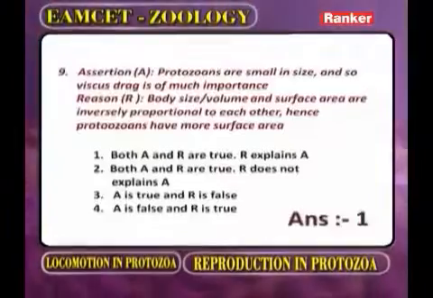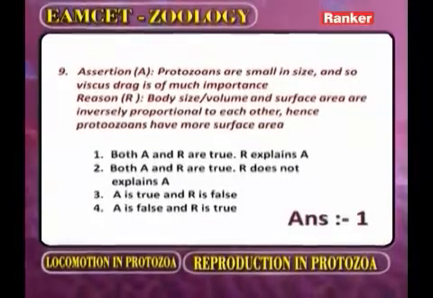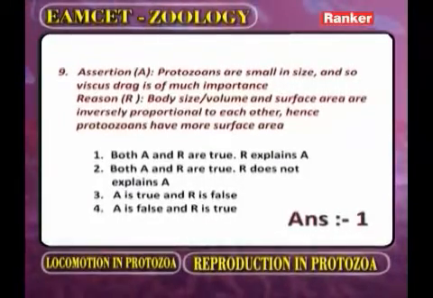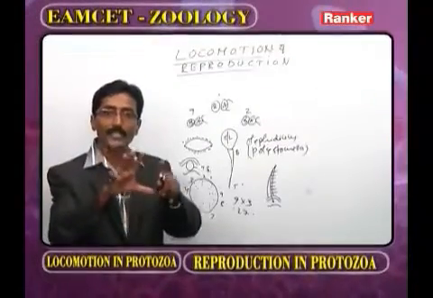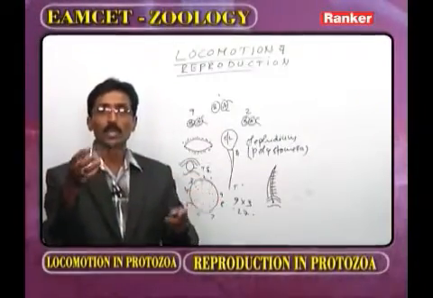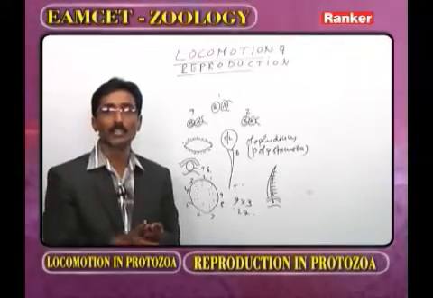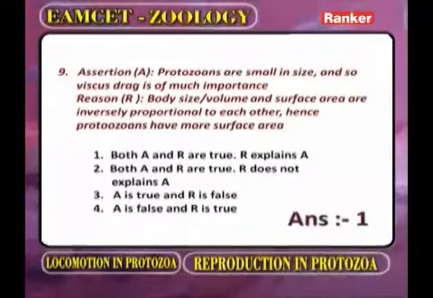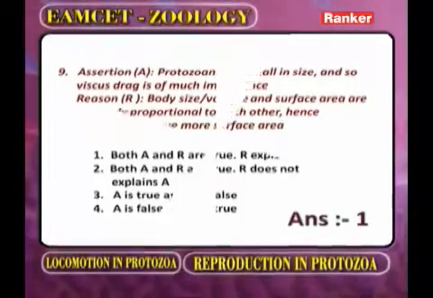What is the reason for this assertion? Body size or volume and surface area are inversely proportional to each other, so though the body is small in size, the surface area is more, water molecules are attached and the viscous drag is more. So both A and R are correct. R explains A. Now go for the next question.